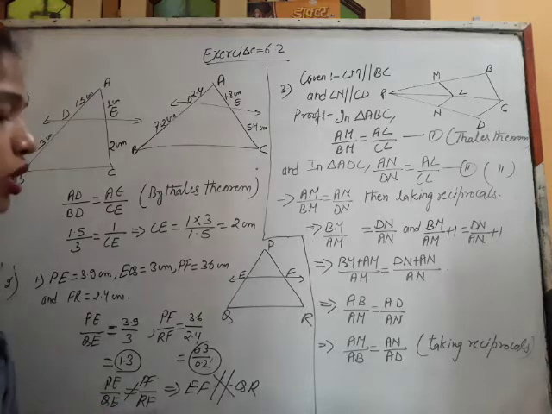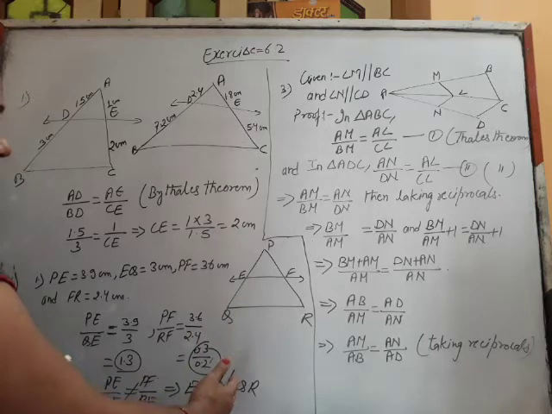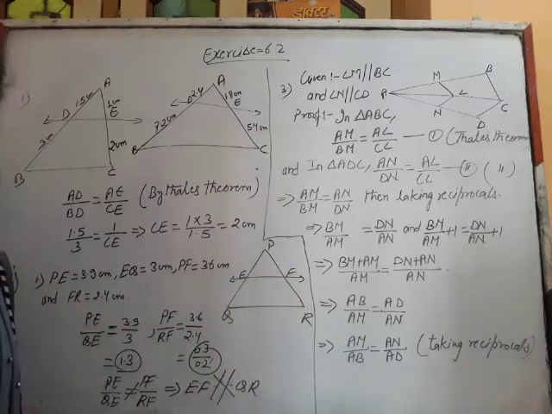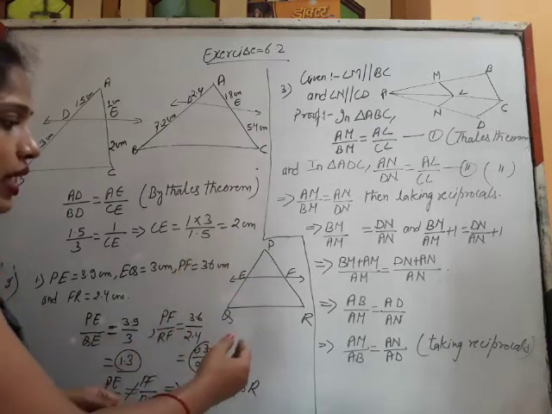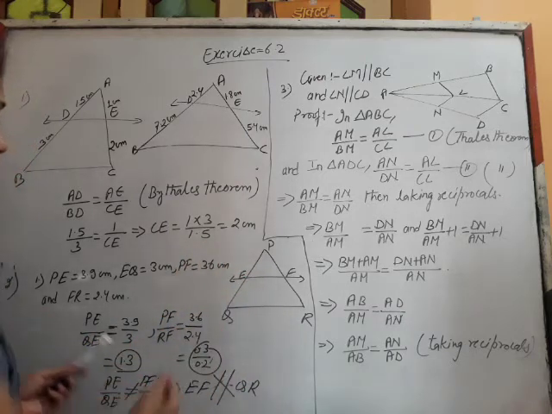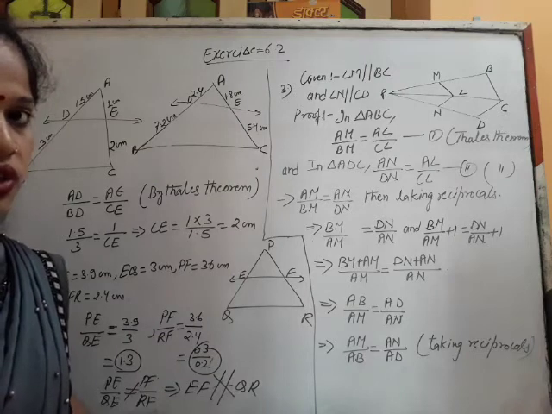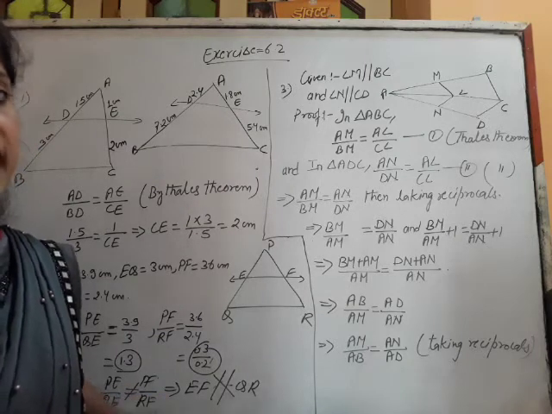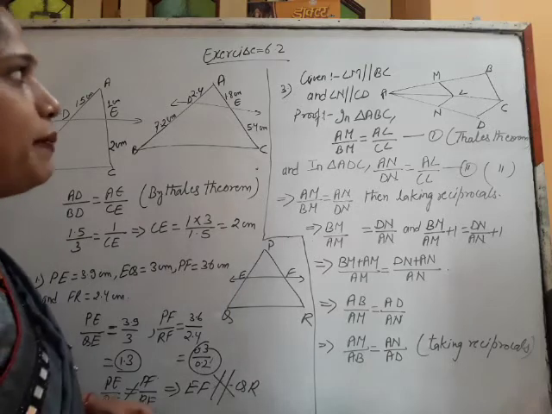Two more parts are given. Similarly, following these steps, we can check whether EF is parallel to QR or not. It will be parallel when the ratios are equal to each other, by the converse of the basic proportionality theorem. Now, question number 3.